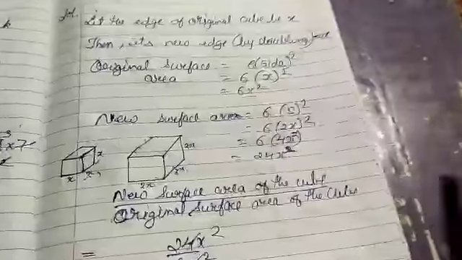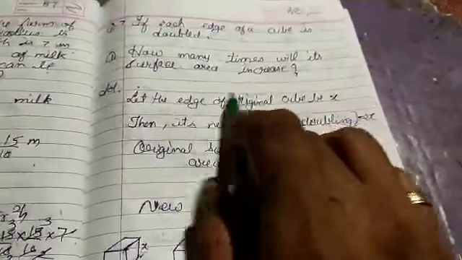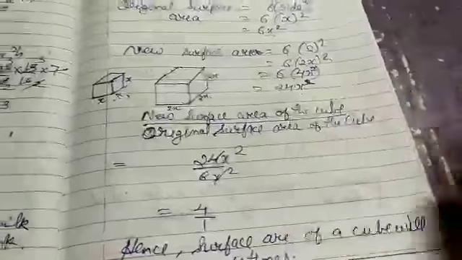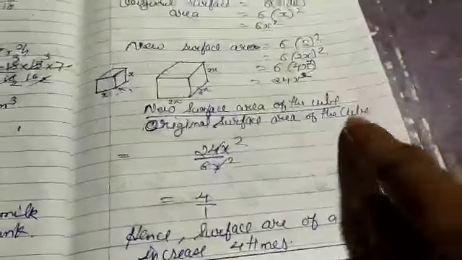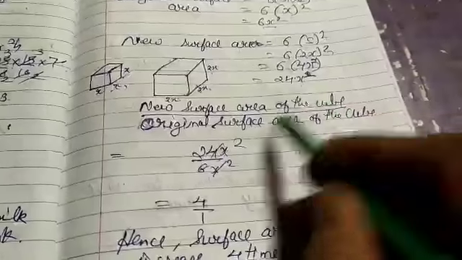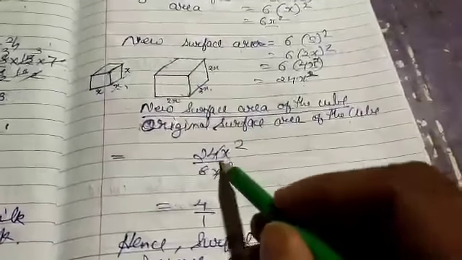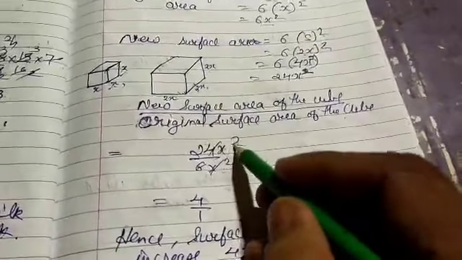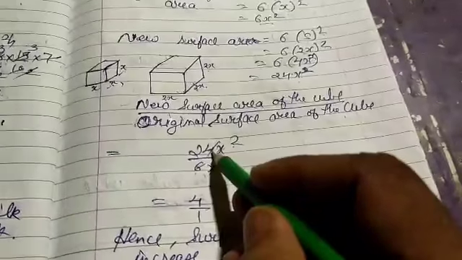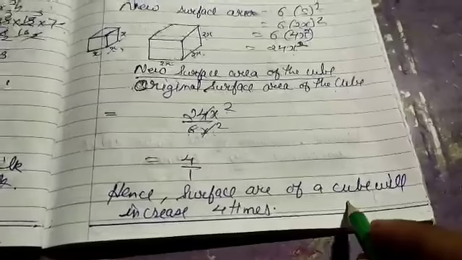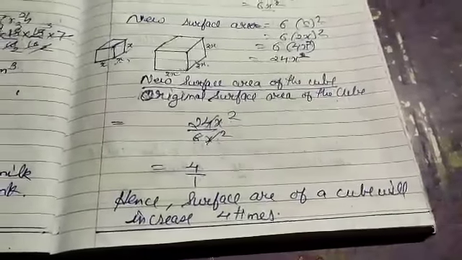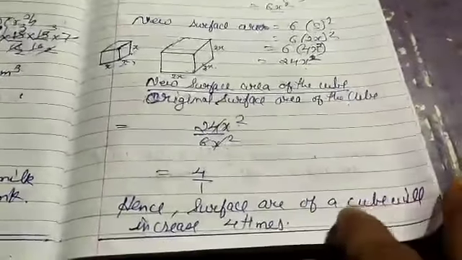To find how many times the surface area increases, we divide the new surface area by the original surface area, that is 24x square divided by 6x square. x square gets cancelled. 6 fours are 24, so 4 times. Hence the surface area of the cube will increase by 4 times. In that, one more question is there.